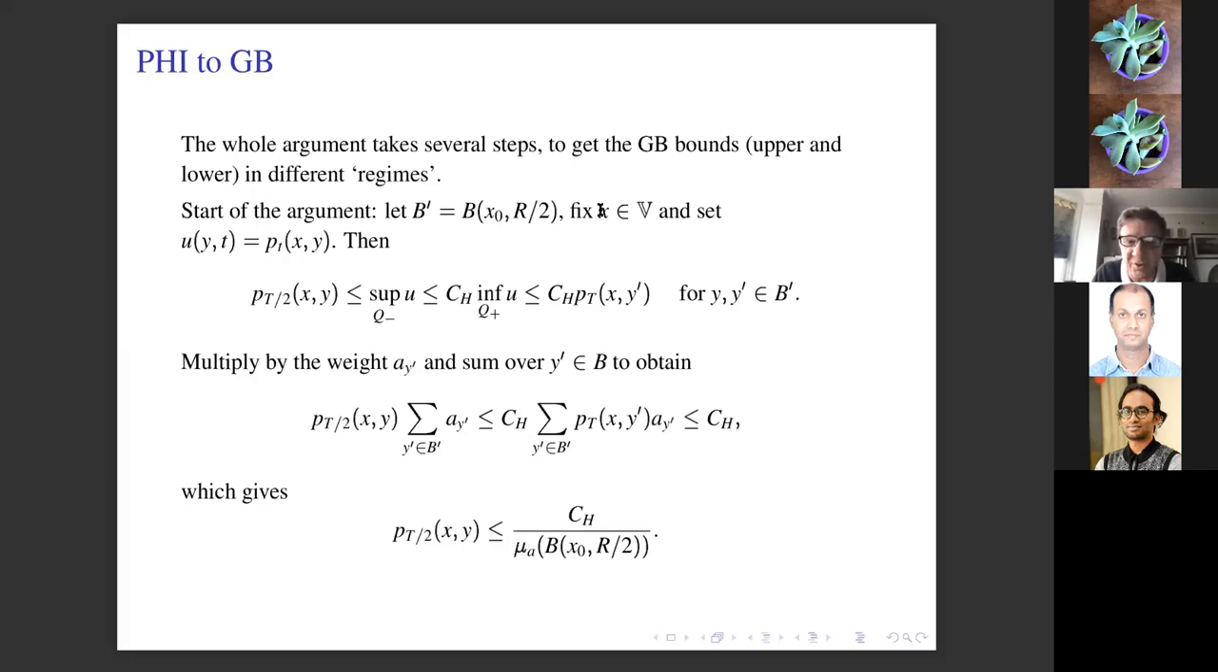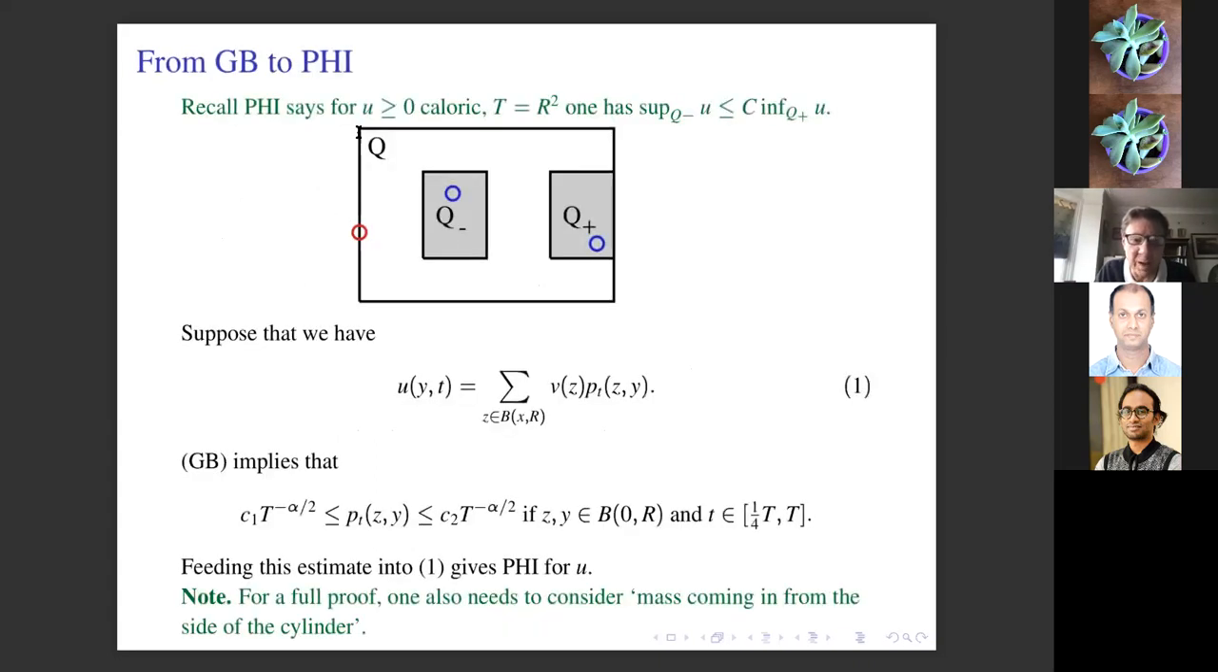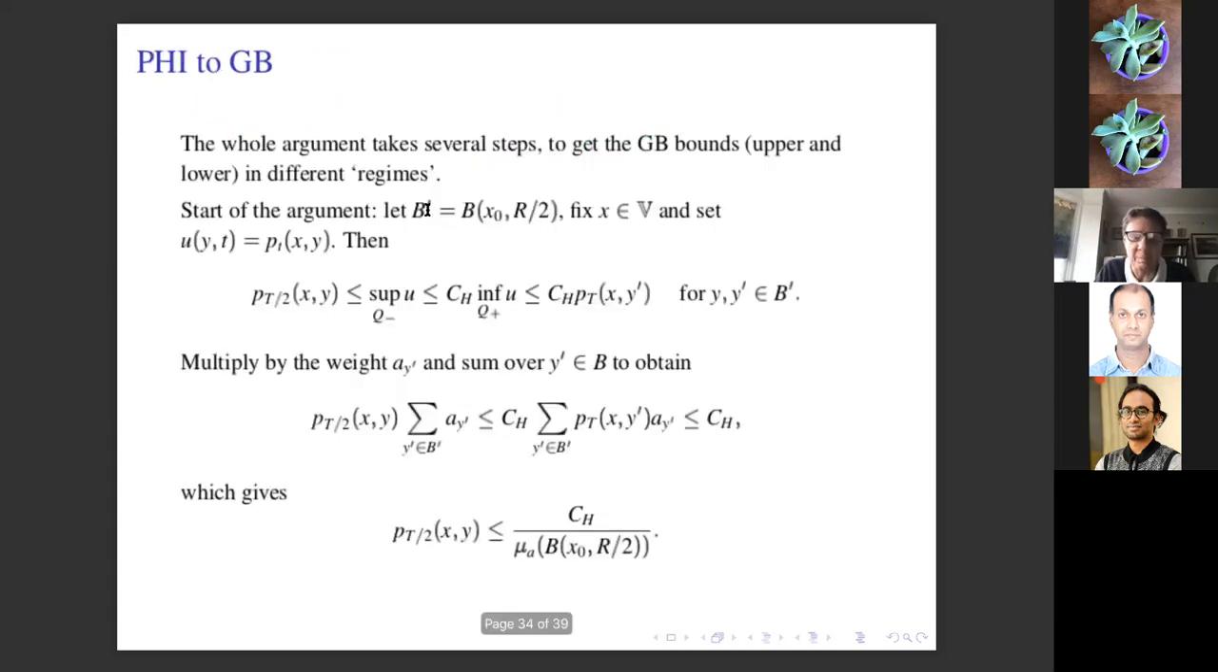So we're going to fix a point x, we're going to fix a ball B(x, r), and the half ball B'(x, r/2). We're going to fix another point y in our graph V, and we're going to look at the solution to the heat equation u(y,t), which is p_t(x,y). And we're going to apply the parabolic Harnack inequality in the cylinder Q given by B(x,r) cross (0,t).